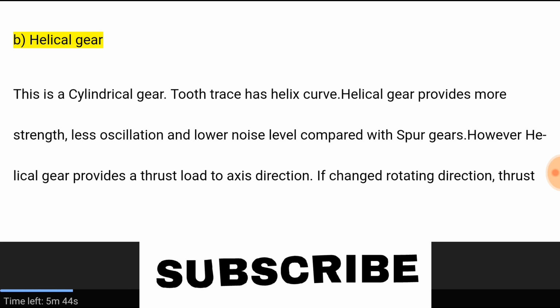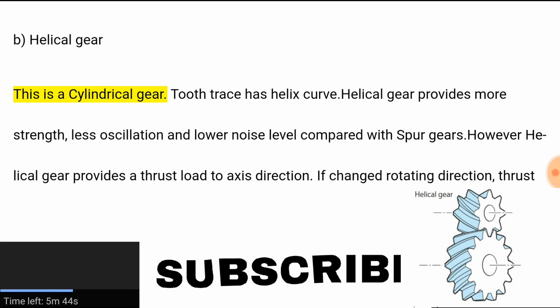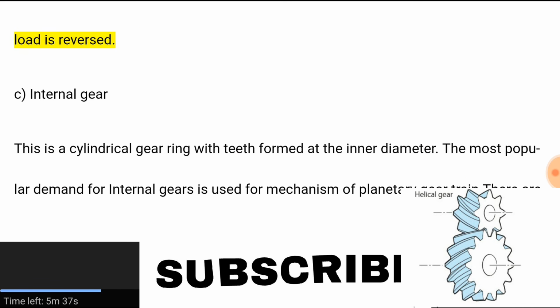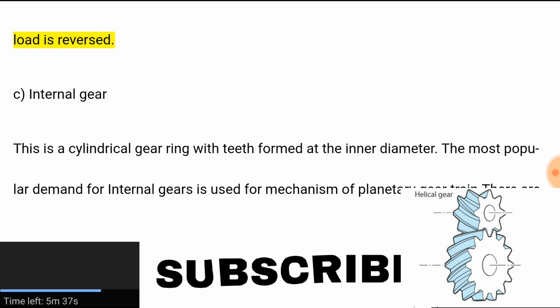B. Helical gear. This is a cylindrical gear. Tooth trace has a helix curve. Helical gear provides more strength, less oscillation and lower noise level compared with spur gears. However, helical gear provides a thrust load in the axis direction. If the rotating direction is changed, the thrust load is reversed.